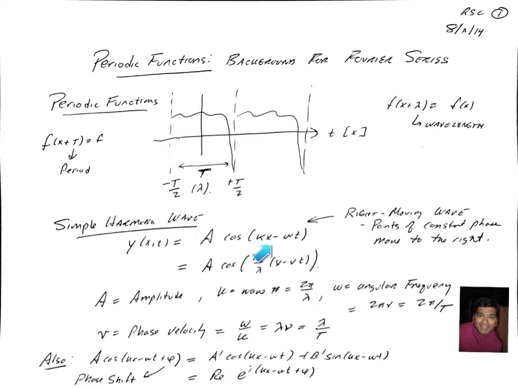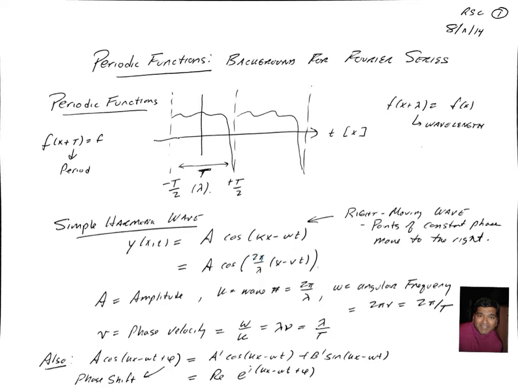In fact, this combination corresponds to a right-moving wave. If we talk about a constant phase, where kx minus omega t is some constant, then the crest, the position of constant phase, as t goes forward, x moves to the right. So this is a right-moving wave. If we had kx plus omega t, which is also a simple harmonic wave, that would represent a left-moving wave.